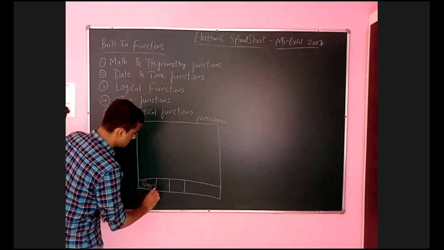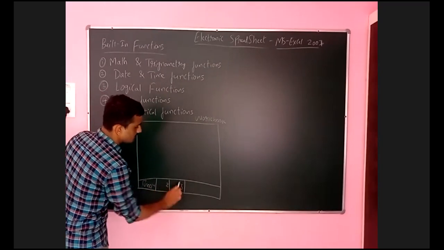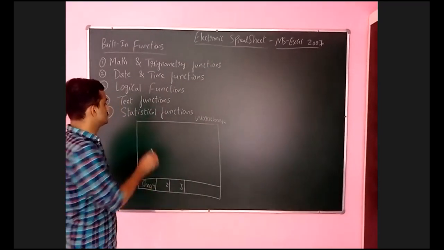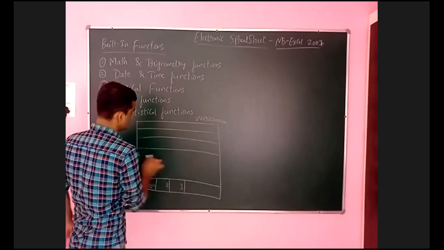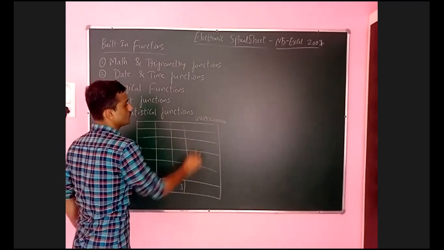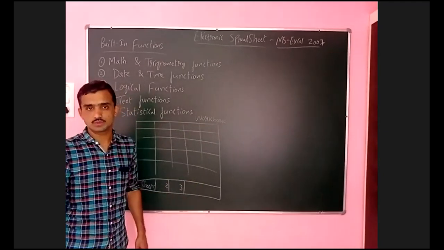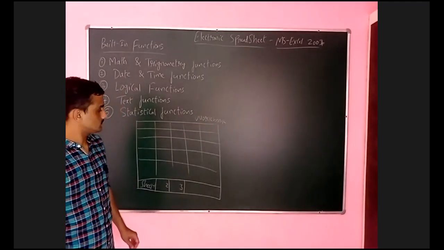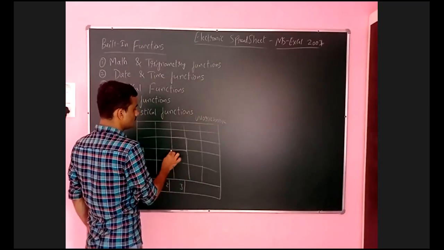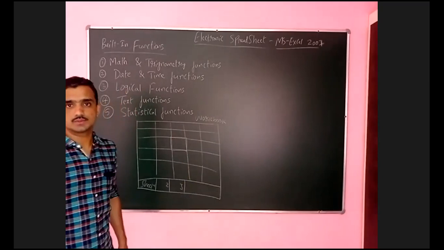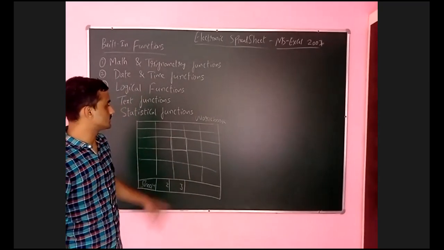Sheet 1, 2, 3. In this way, it consists of rows and columns, so that we can enter the data in terms of rows and columns. Also, the intersection of a row and a column is called a cell. If you consider any cell, it is the intersection of a row and a column.